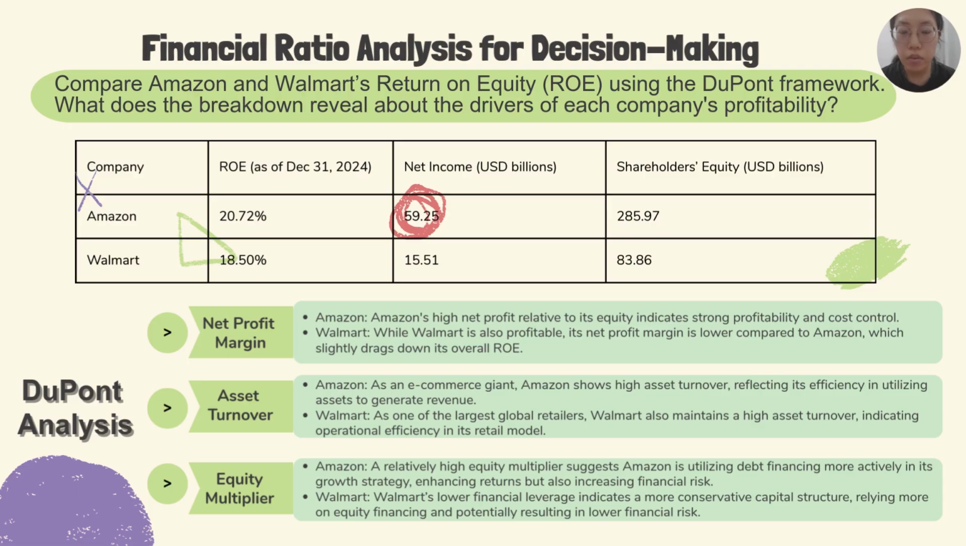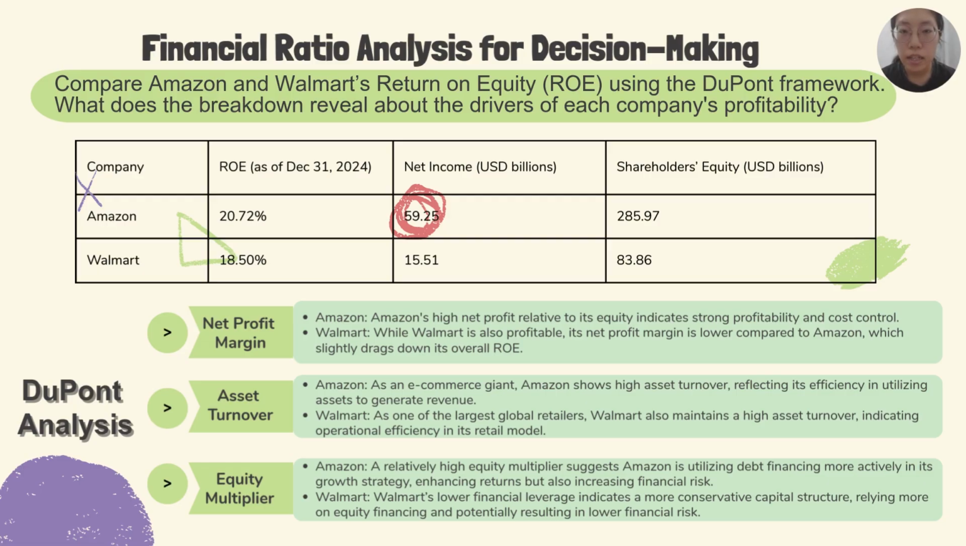First, net profit margin. Amazon has a strong net profit margin, which indicates solid profitability and effective cost management. Also, Walmart is profitable as well, but its margin is lower than Amazon's, which slightly limits its ROE. The second is asset turnover.